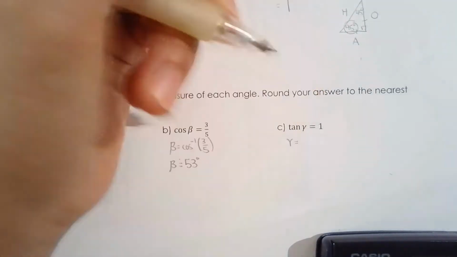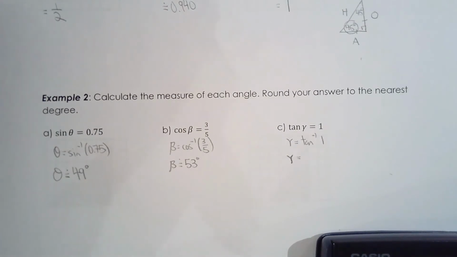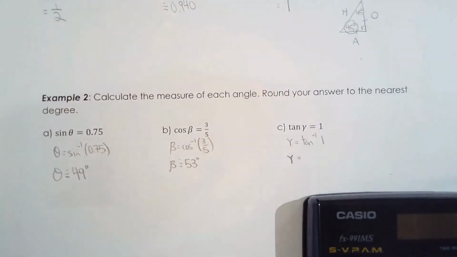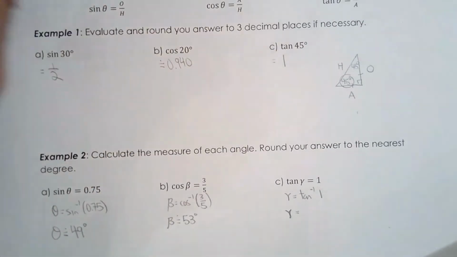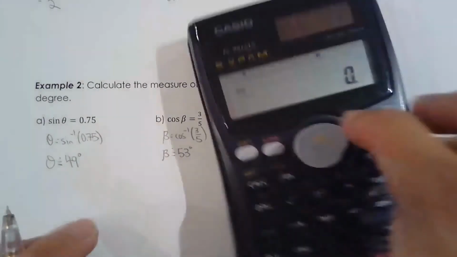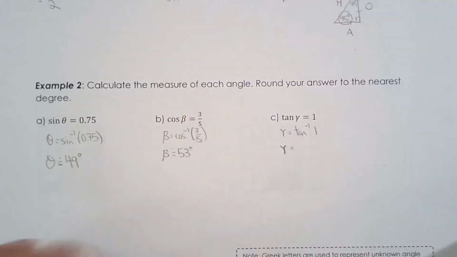And lastly, if the ratio of the opposite to adjacent side is equal to 1, then what's the angle? The angle is, we already know. We don't need the calculator. Well, what did we say earlier? When the ratio is 1, the angle is 45, right? So let's just double check with our calculator. Inverse tan of 1, boom, 45 degrees. Beautiful.